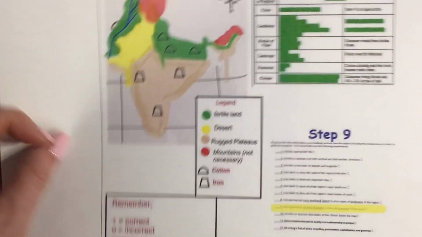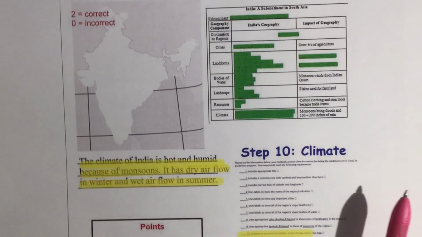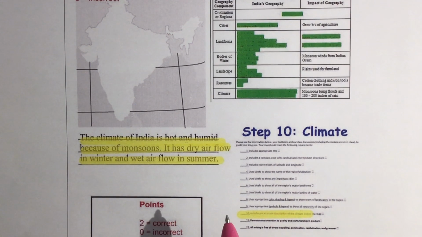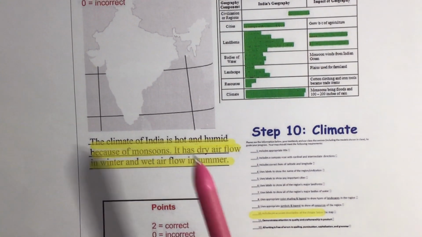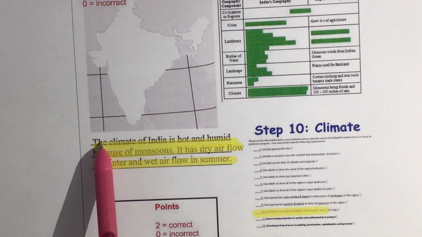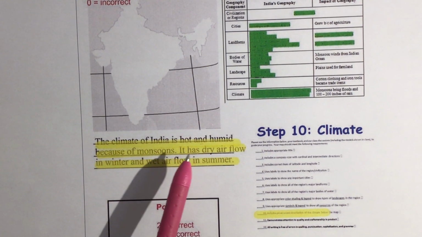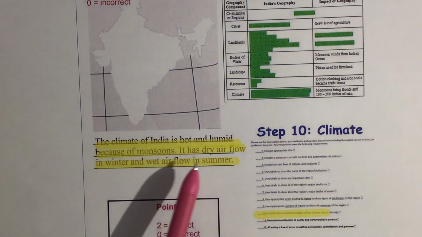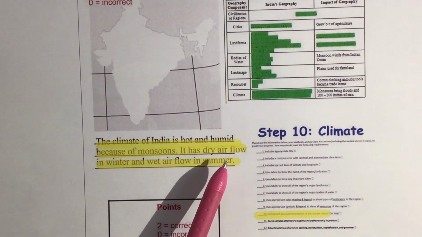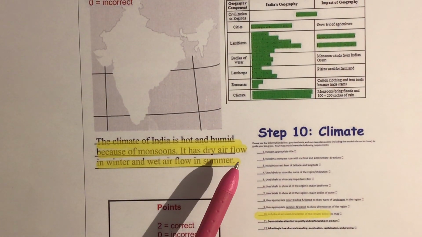Moving on to step 10, climate. For climate, this is super easy. All you have to do, which you can't read here, is take the language on your Cornell notes and turn it into a complete sentence here. So it should sound something like this. The climate of India is hot and humid because of monsoons. It has dry airflow in winter and wet airflow in summer. I'm looking for both of those sentences because they were in the Cornell notes.